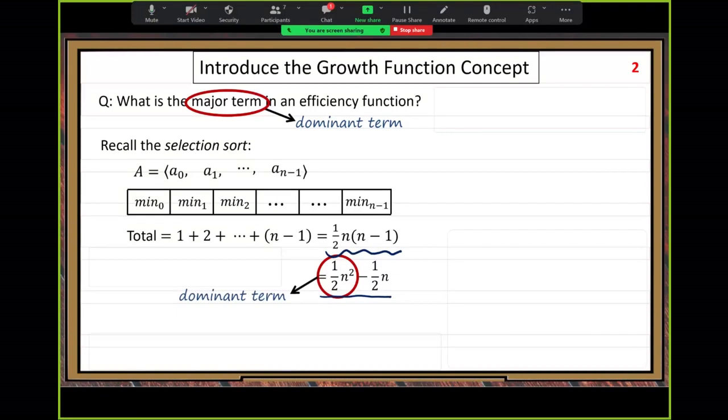Later, I will explain the meaning of dominant. So what do we mean by the dominant term? Let me explain it later. So let's look at how dominant the major term is. The second term is the minor term. How does the first term dominate the second term? We want to see that. So let's do a comparison between the first term and the second term.